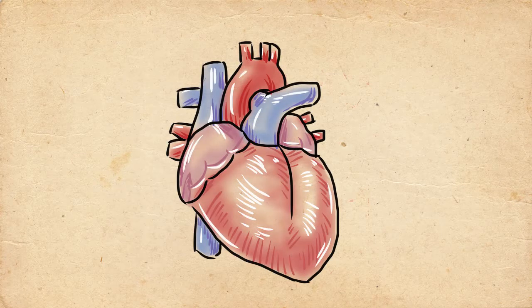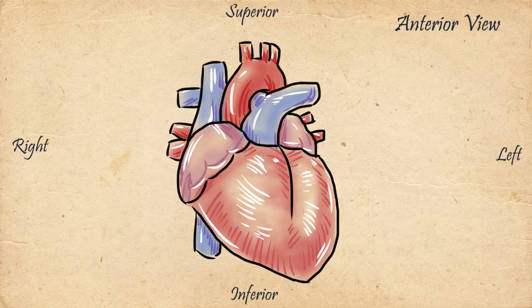Here's a standardized drawing of a heart. The top is superior, and the bottom is inferior. In anatomical terms, the left and right always refer to the subject's left and right, not the viewer's. And since we're looking at the front of the heart, this is the anterior view. Imagining looking at another person's front, the left hand will be on your right side, and vice versa. Hence, the left and right in this drawing are reversed.